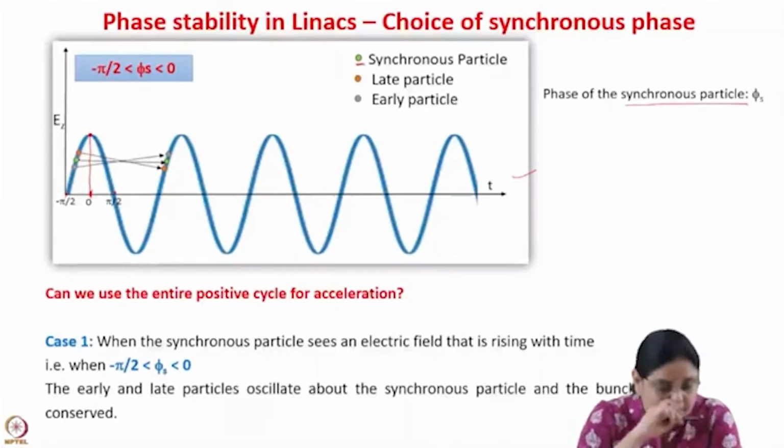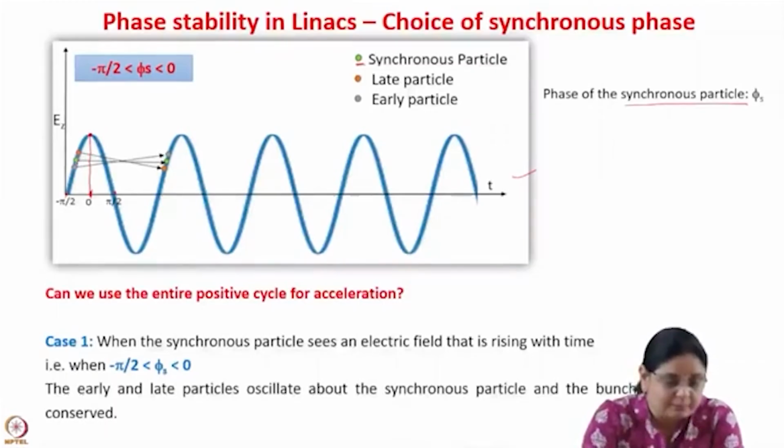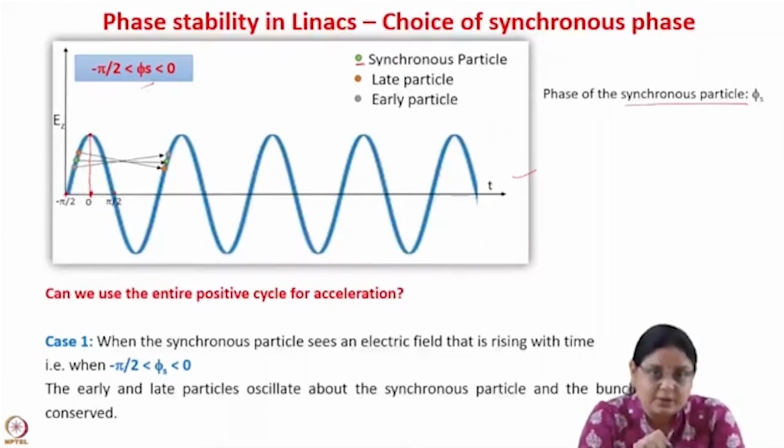So we have a synchronous particle here. Now let's consider the phase of the synchronous particle lying between -π/2 and 0. So we see here that the electric field is rising with time. Not all particles are the synchronous particle. There will be other particles in the bunch as well.